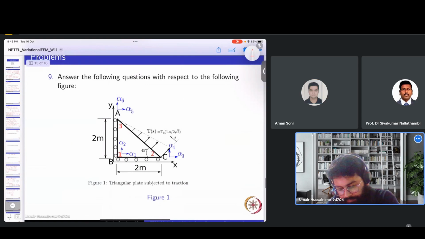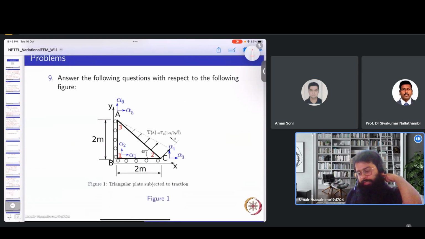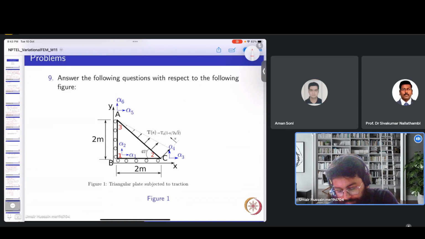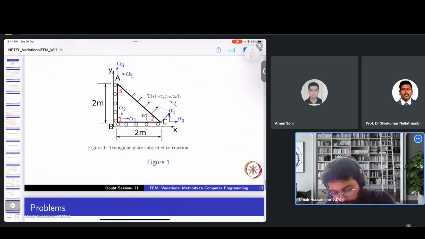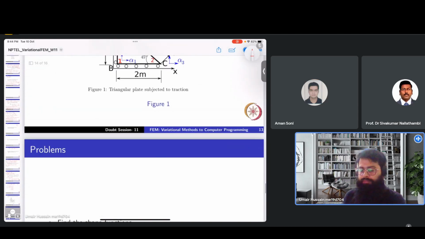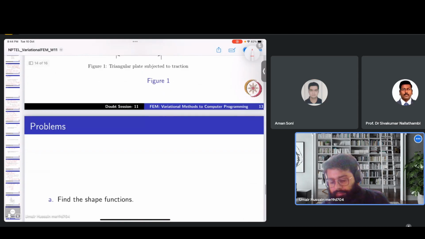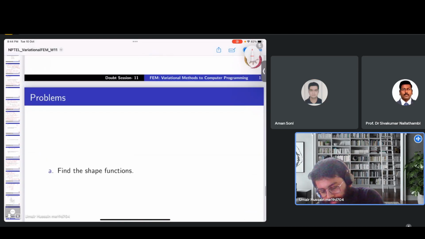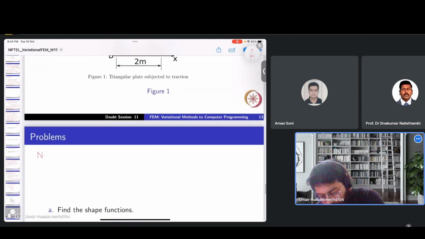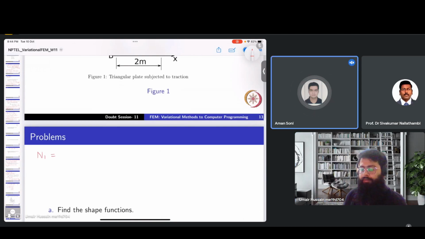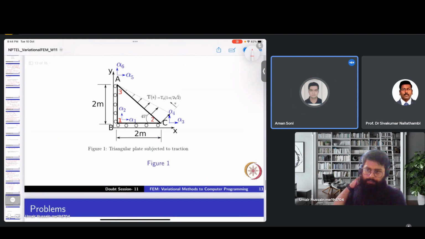Okay, so I've taken this from one of the assignments to discuss some past problems also. So we have been given this triangular plate subject to some traction, and we'll try to solve some basic questions from this problem. So first of all, what will be the shape function for this? Can someone answer me here? So we have node 1, 2, 3. So what should be N1?